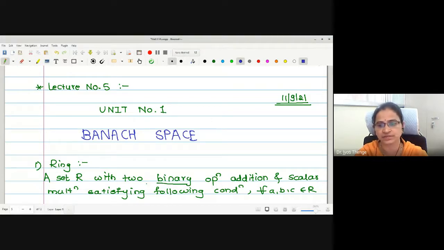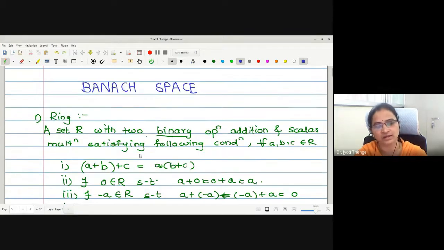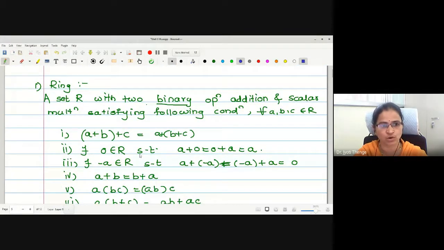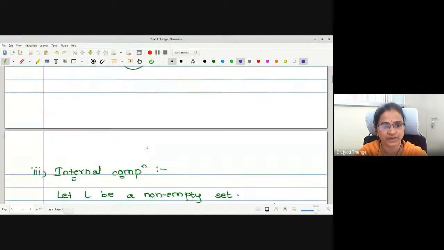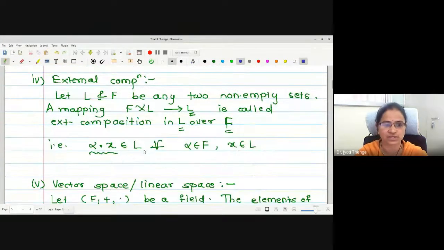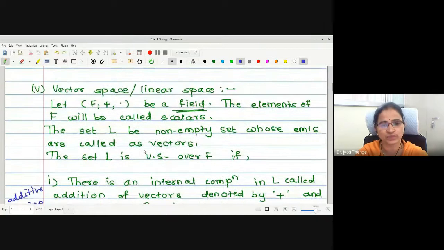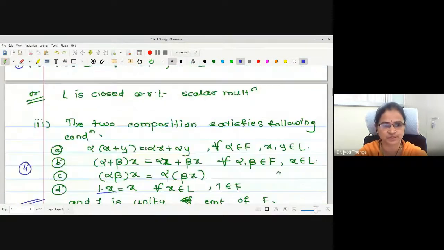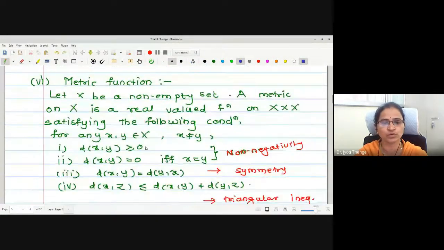In the last lecture, we started our unit number 1, Banach spaces, and under that heading, we discussed some basic concepts such as ring, field, what is an internal composition, what is external composition, what is a vector space or a linear space, and then we moved on to knowing what is the metric function. Metric function is basically a distance function. Therefore, we have tried to bind the concept of distance in terms of mathematical conditions or mathematical language.